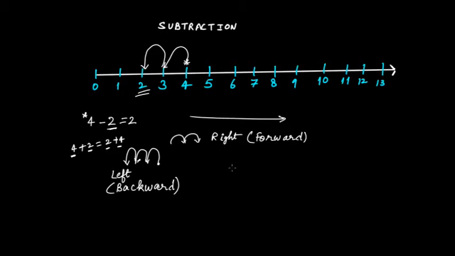Let me take one more example. Suppose you are asked for 8 minus 3. So you have to start by jumping straight to 8. So you got here, this is 8. And you have to take 3 jumps backward. So 1 and 2 and 3. Where did you land? You landed at 5, and therefore the answer is 5.